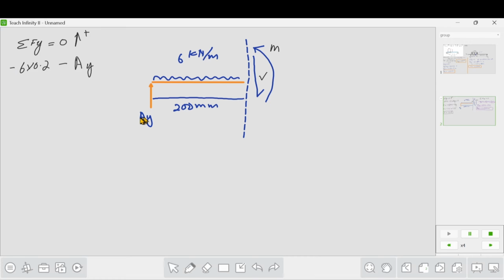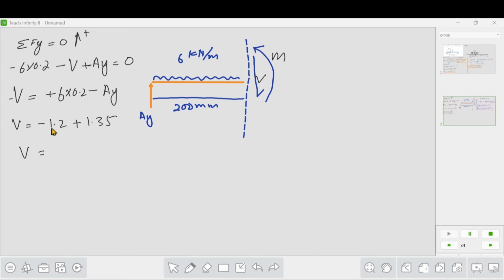Ay is positive because it is up, and the load is negative because it is down, and this V is also down, so V will be negative. So V is equal to 6 multiplied by 0.2 minus Ay. V equals negative 1.2 plus 1.35. If I plug in the value of Ay, which is 1.35, V will become equal to 0.15.